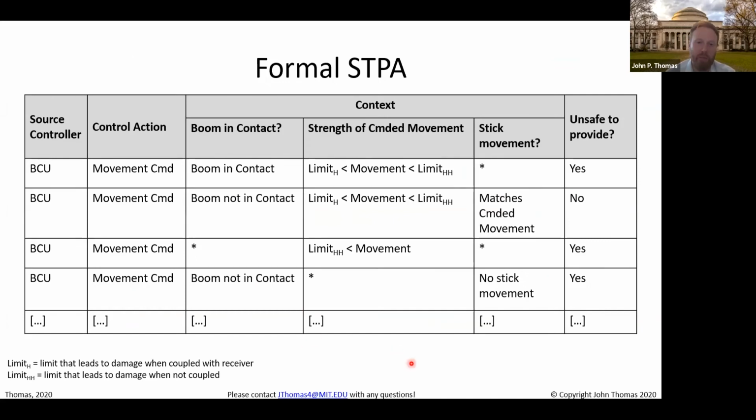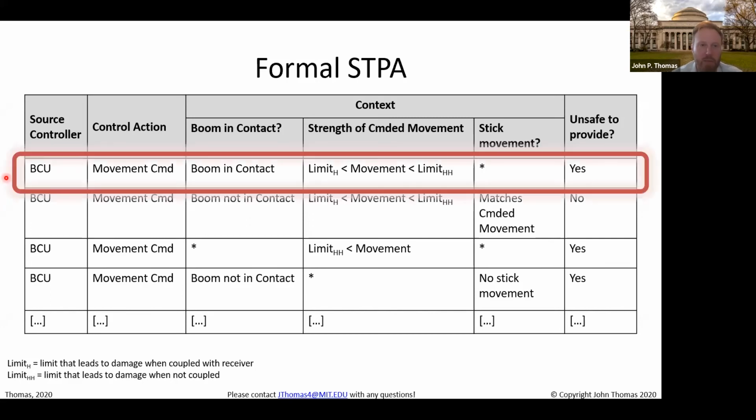This is one way to formalize this part of STPA. Every row in this table represents an unsafe control action. This is a machine readable format, but we can read it as well. The first row here, you say the source control is the BCU. What's the control action we're talking about? The movement command. So BCU provides a movement command in what context? Let's say we're in contact with the receiver and the movement is above some high limit. The strength of movement. If we're in contact and we're above the high limit, we're in trouble. This is unsafe to provide. Yes, that's one of our UCAs.